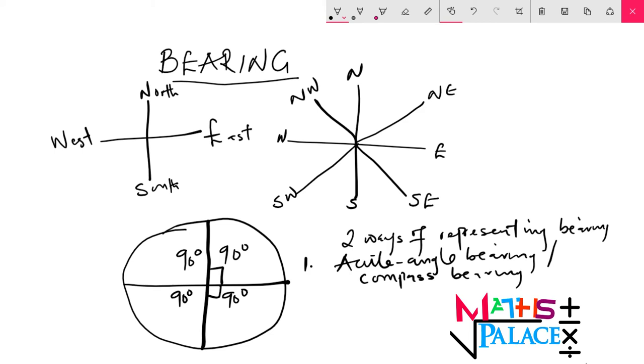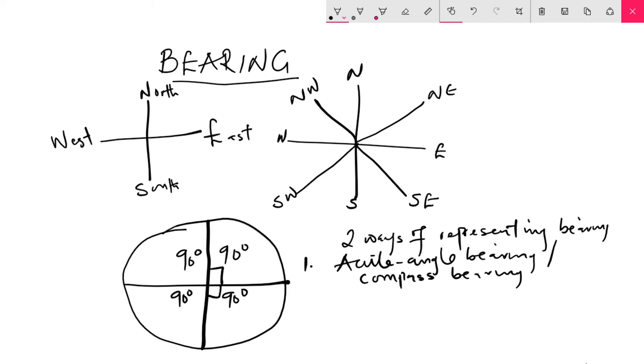Acute angle bearing, from the word acute angle, as we have discussed under angles. You can always refer to our videos on angles and triangles. Now, an acute angle is any angle that is less than 90. So this compass bearing uses angles from 0 to 90 to represent its bearing. For example, we have north 40 degrees east.